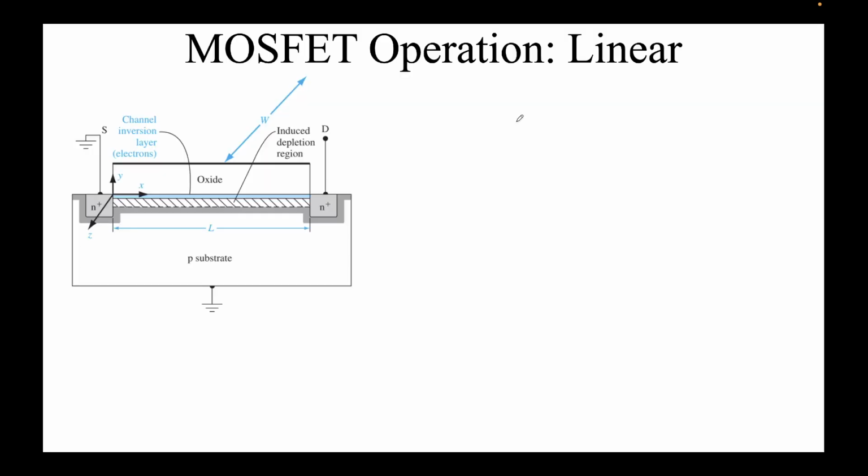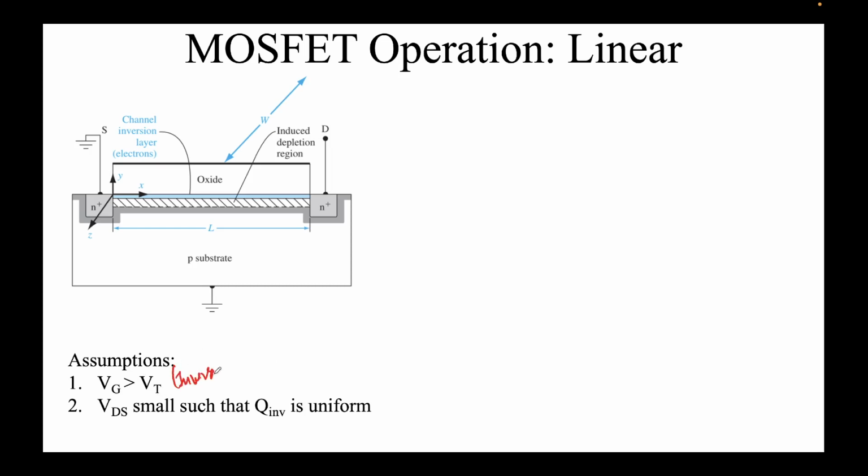Okay, so I'll just revise the MOSFET operation we talked about in the last session. Assume this to be a long channel device. Actually in this case it won't matter much. It is inverted, so it's a linear regime, so VG is greater than VT. This means inversion has happened, and VDS is very small such that Q inversion is uniform. We had seen this in the last session.